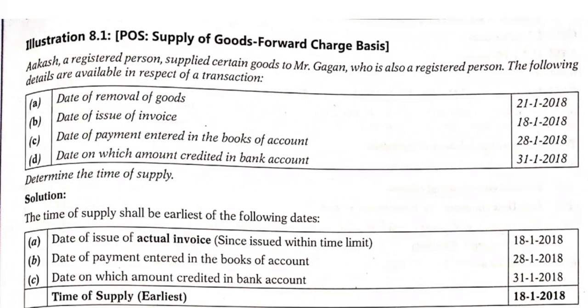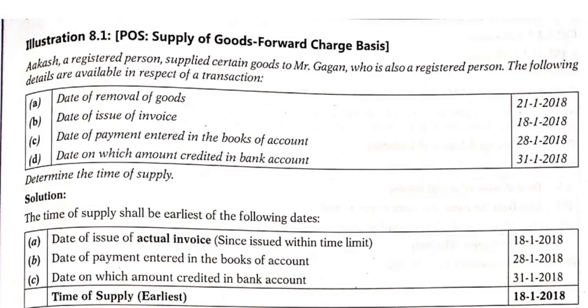So the date of issue of actual invoice, date of payment entered in the books of account, and date on which amount credited in the bank account. Now these three dates are there. In these three dates, whichever is earlier. 18/1/2018 is the date of issue, 28/1/2018 is the date of payment, and 31/1/2018 is the date on which amount credited in the bank account. So 18/1/2018 is the earliest. That has come first. So that date is called the time of supply, that is earliest.